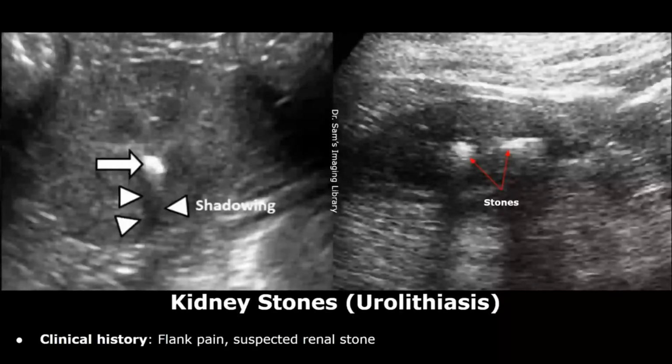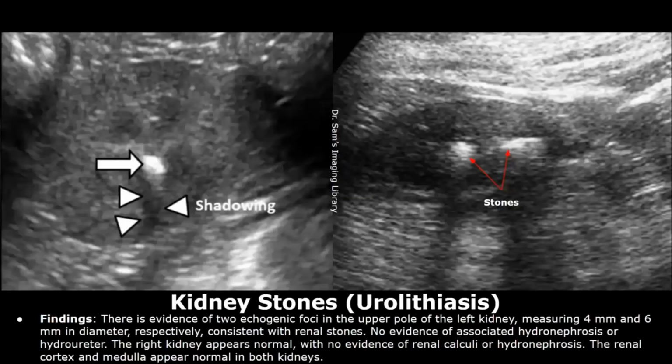This is a case of kidney stones. The clinical history was flank pain and suspected renal stone. These are the findings. There is evidence of two echogenic foci in the upper pole of the left kidney. Then their measurements are written.